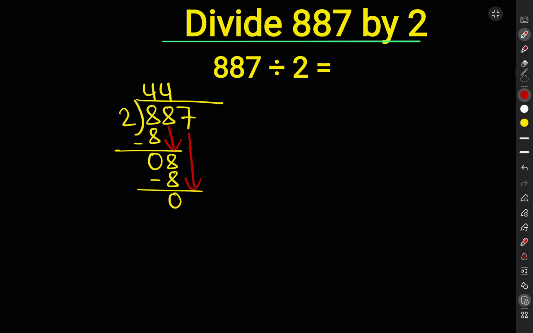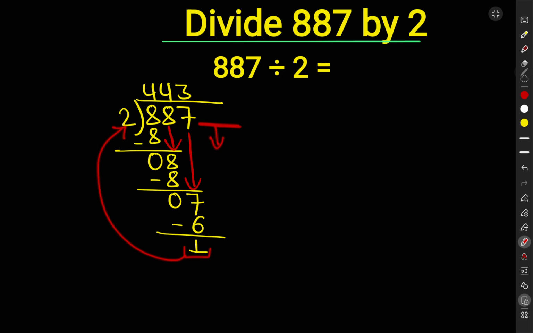So again we put down this 7 and 2 times 3 is 6. On subtracting we get 1. So now this 1 is less than 2 and there is no other number to put it down. So we put a decimal here, so that we can put 0.